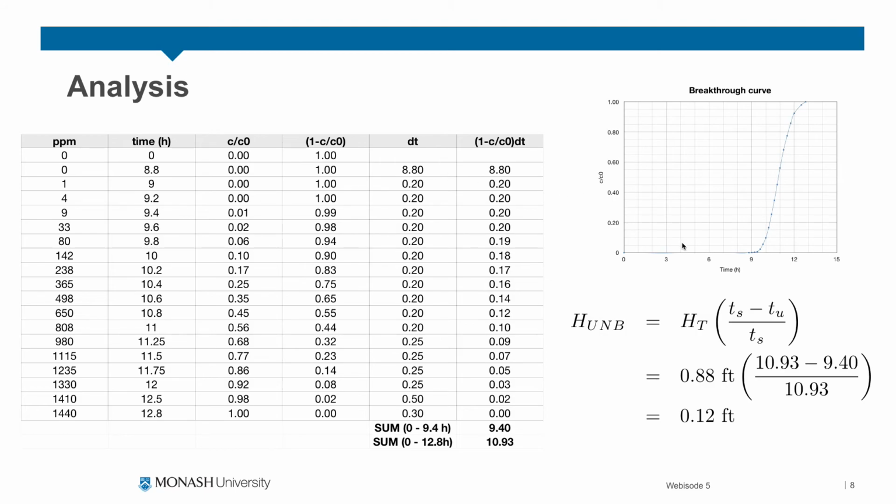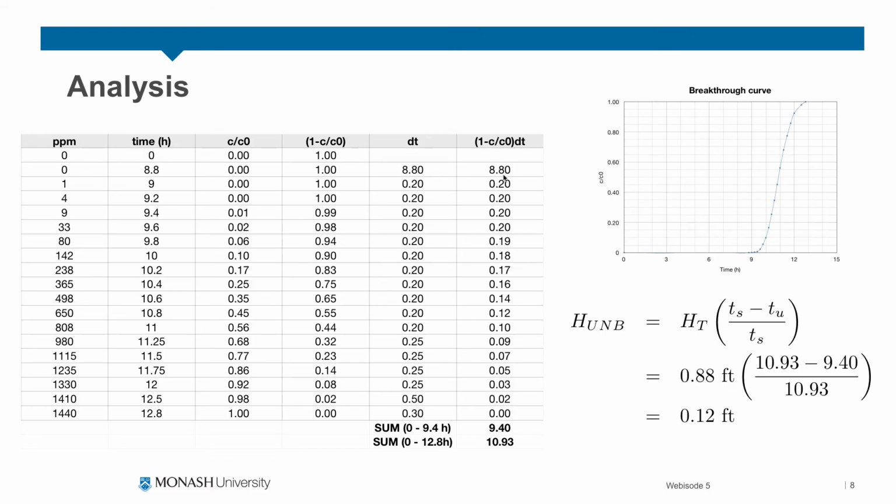So this corresponds really to the width of a thin slice in our integration here, although the first slice is rather thick at 8.8 hours. And then we simply multiply 1 minus C over C naught by dt. So what I've actually done is averaged these two values here, so taken the mean of these two and then multiplied it by the thickness. This is the equivalent to using the trapezoidal rule.